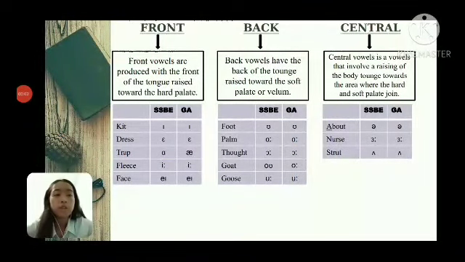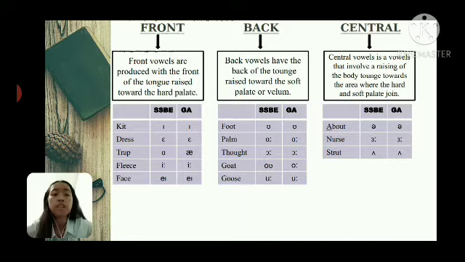I'll continue to the back vowels. Back vowels have the back of the tongue raised toward the soft palate or velum. The defining characteristic of back vowels is that the highest point of the tongue is positioned relatively in the back of the mouth without creating a constriction that would be classified as a consonant.